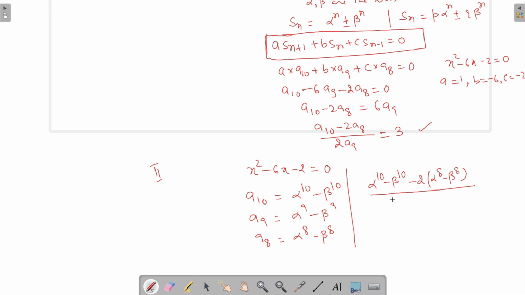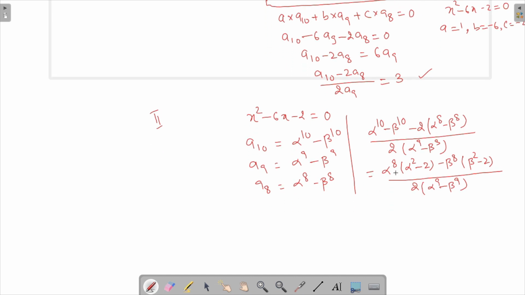Divided by 2 times alpha raised to the power 9 minus beta raised to the power 9, right? Now, let's look closely here and try to take alpha raised to the power 8 common. If I take alpha raised to the power 8 common from here, I'll be left with alpha square minus 2 here. And if I take minus beta raised to the power 8 common, I'll be left with beta square minus 2 over here. And then this thing will be 2 times alpha raised to the power 9 minus beta raised to the power 9. Now we will look at alpha square minus 2.